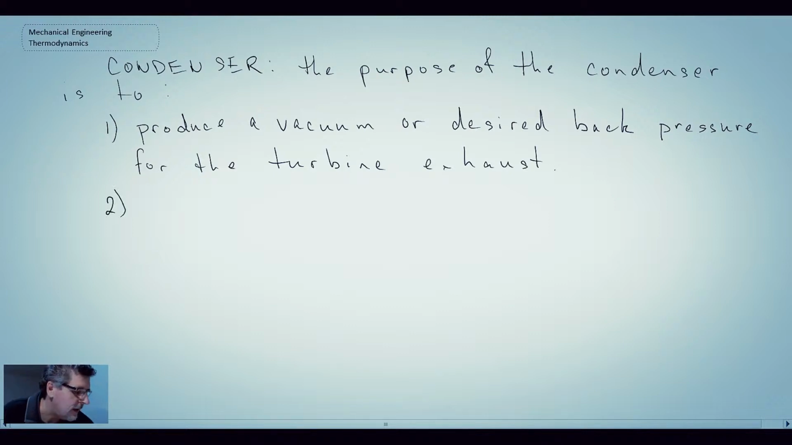A second thing is we use the condenser to be able to condense the steam. So if we still have steam left in the exhaust from the turbine, we want to take that back to the liquid state because we don't want vapor going into our pump. We want all of the fluid going into the pump to be in the liquid state. And so a second purpose.